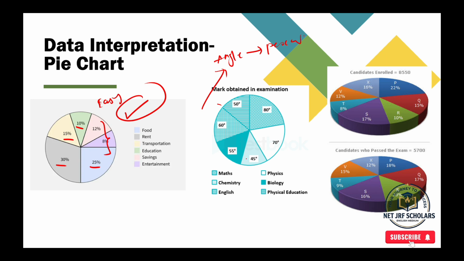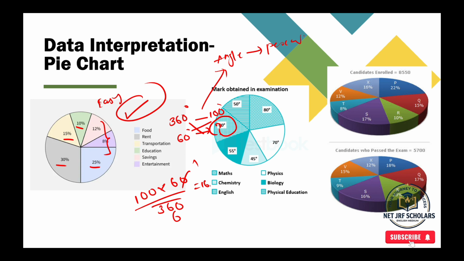Let's say they have given 60 degrees, and the total is 360. If the total is 100, what is this? You can do cross multiplication: 60 into 100 by 360, which is 1 by 6, meaning 16.66 percent. This is how you need to convert angle to percentage, because all these types of pie charts are based on the angle to percentage conversion. It's a medium type of question, but you can solve it once you know the conversion.